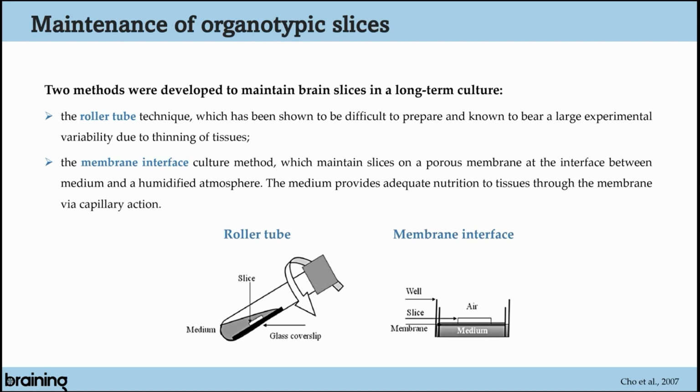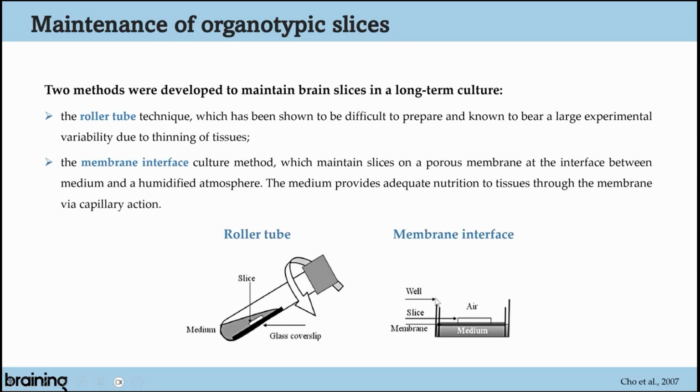The thing is that researchers realized that this was really difficult to prepare. Slices often just left this glass cover slip, so the system was really unstable, and there was a huge variability. So someone decided to do it in a different way, which was the membrane interface culture method that was first discovered by Stoppini. And in this case, you have the cultures maintained in a porous membrane.